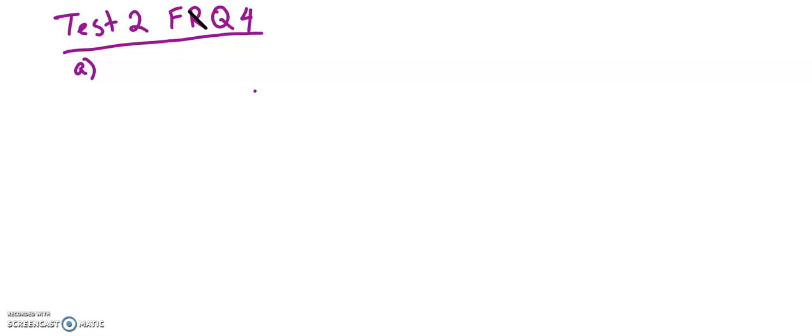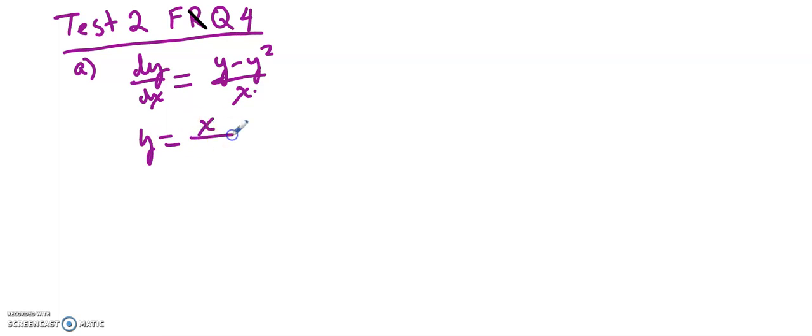Hey, Calculus. I'm talking about question number 4 on test 2 from the Gray book. Part A says you were given a differential equation dy/dx equals y minus y squared over x, and you're asked to show that y equals x over x plus c is a general solution to this differential equation.